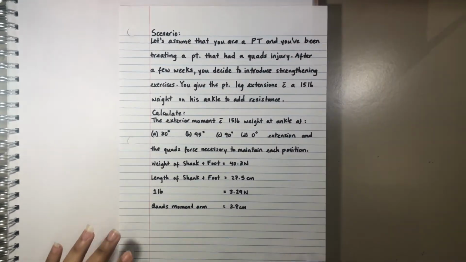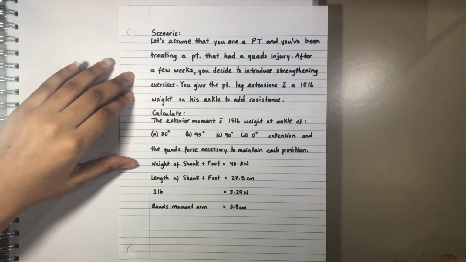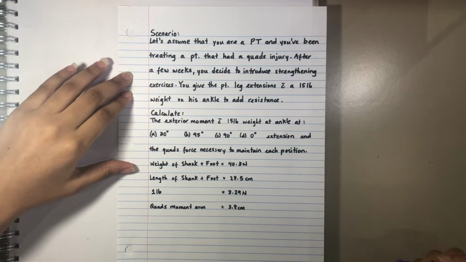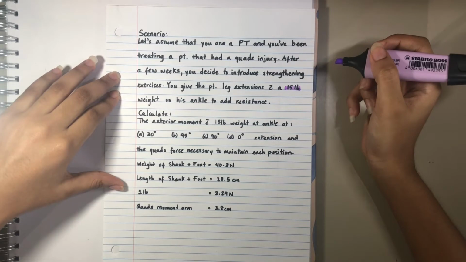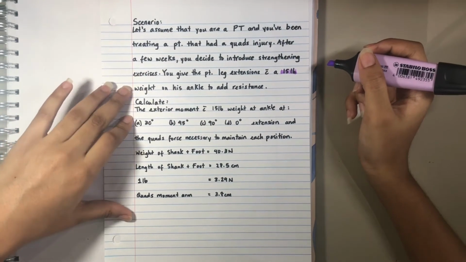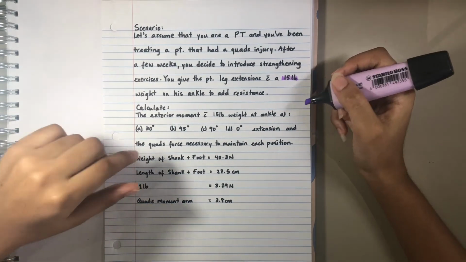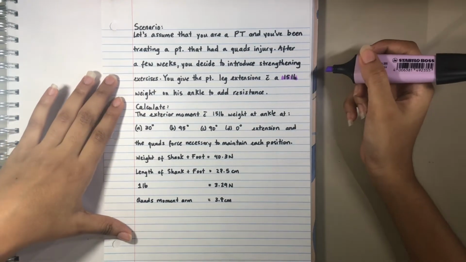So in the scenario, it says, let's assume that you're a physiotherapist and you've been treating a patient that had a quads injury. After a few weeks, you decide to introduce strengthening exercises. You give the patient leg extensions with a 15-pound weight on his ankle to add resistance. So this is what they want us to calculate. Now, because there are so many parts to calculate in this question, it will be split into two videos. I'll let you know that from the start.